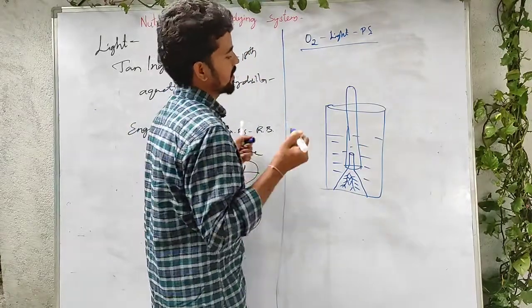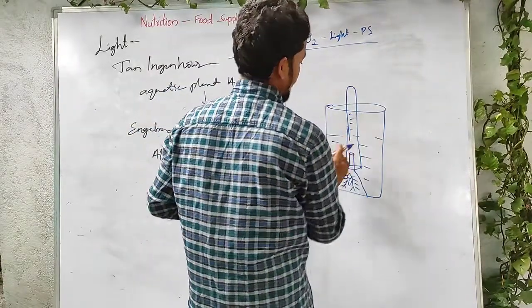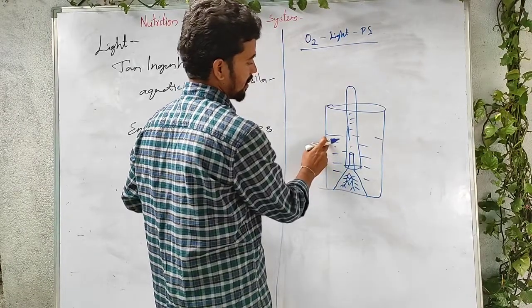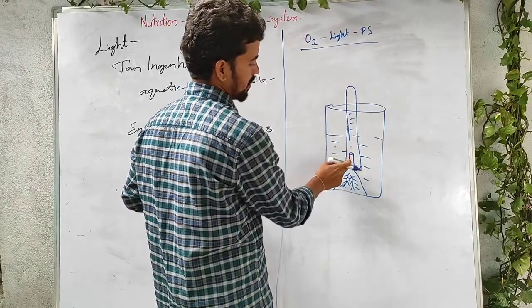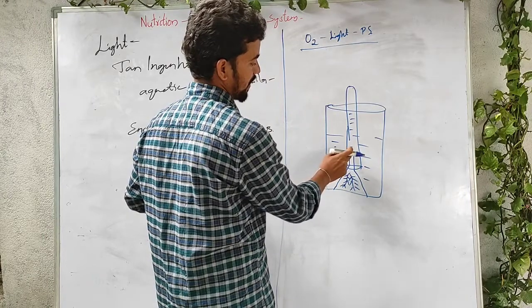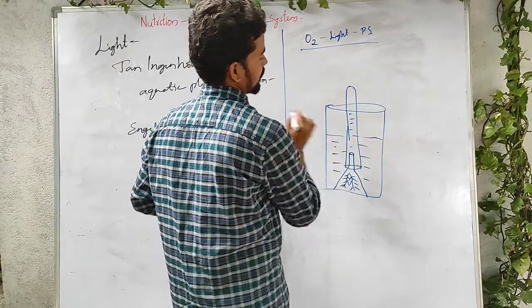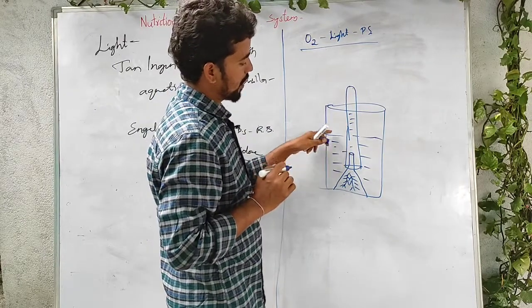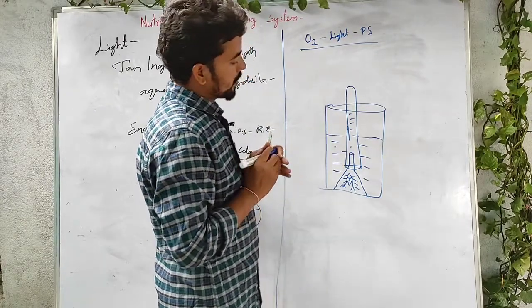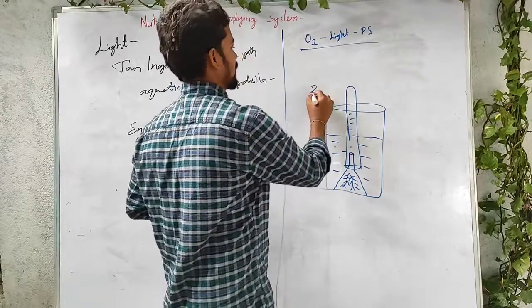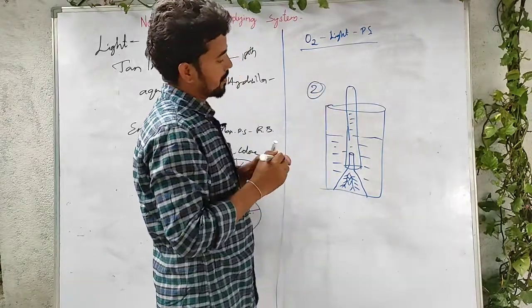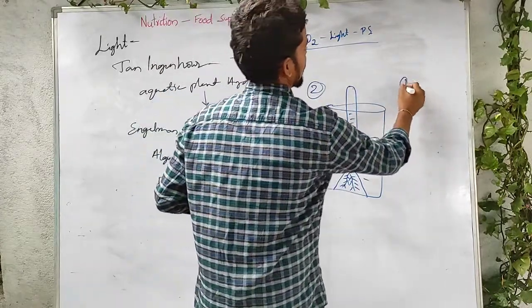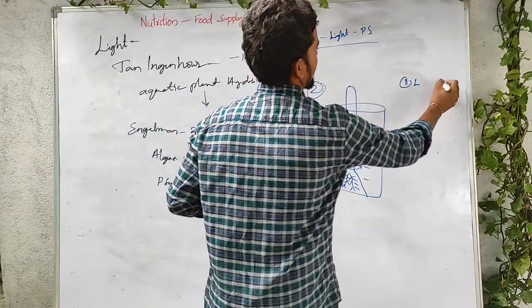So this is the basic setup, and we should take care that the water level in the beaker should be above the mouth of the test tube and the funnel length. It should be like this, above this point. Now we should prepare two sets of this experiment, one put in the light and the second one in the dark.